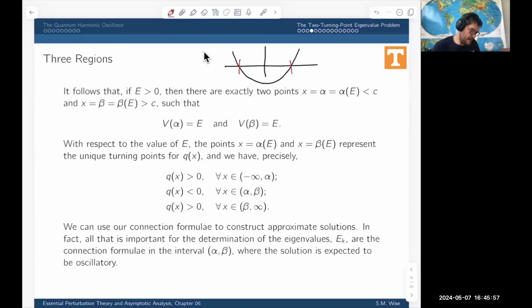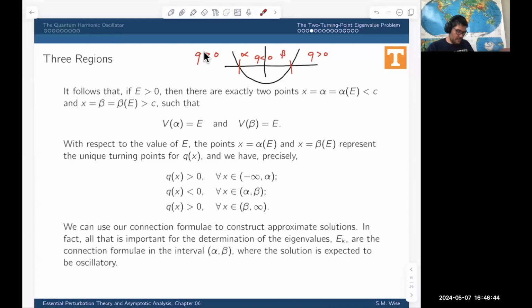So we have the region alpha to beta, where Q is going to be negative. Then we have the region where X is bigger than beta, and in that region, Q is positive. And then another region where Q is positive if X is less than alpha. So that's precisely quantified in these 3 conditions. Q is positive over here, minus infinity to alpha. It's negative between alpha and beta. And again, it's positive on this interval, beta to infinity.